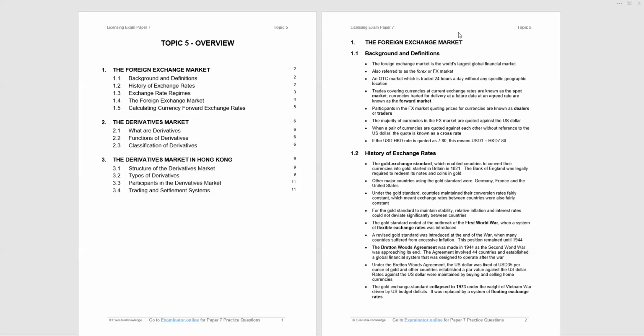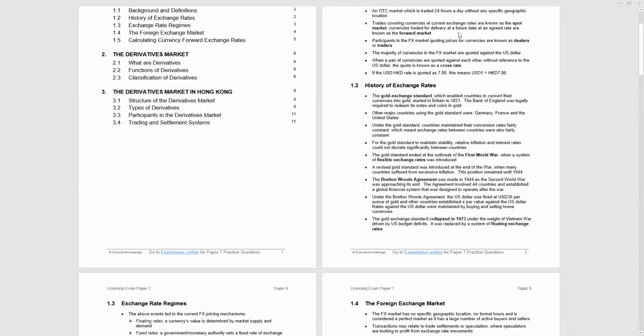The Bretton Woods Agreement was made in 1944 as the Second World War was approaching its end. The agreement involved 44 countries and established a global financial system that was designed to operate after the war. Under that agreement, the US dollar was fixed at $35 per ounce of gold, and other countries established par value against the US dollar. Rates against the US dollar were maintained by buying and selling home currencies. The Bretton Woods Agreement operated until 1973, when, under the weight of the Vietnam War and US budget deficits, it was replaced by a system of floating exchange rates, which operates to this day.